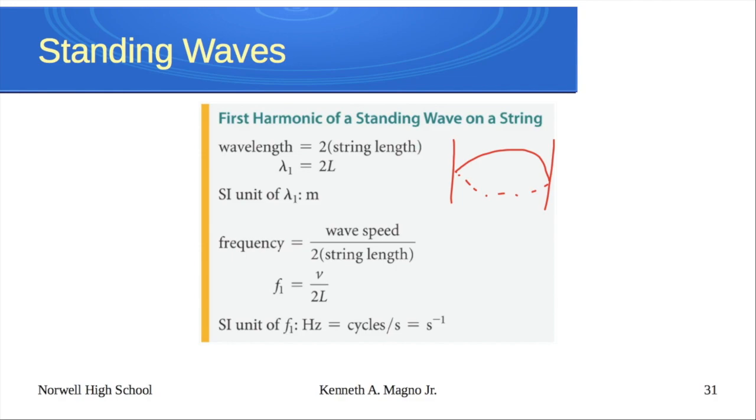Now we already know that technically v is equal to lambda f. So I can rearrange and say that f is equal to v over lambda. But if lambda is twice the actual string length, we get this version of the equation, where that first harmonic, that fundamental frequency of a standing wave, is equal to the velocity of the wave divided by 2 times the length. We use this in the project to figure out the standing waves for the strings, as an example.